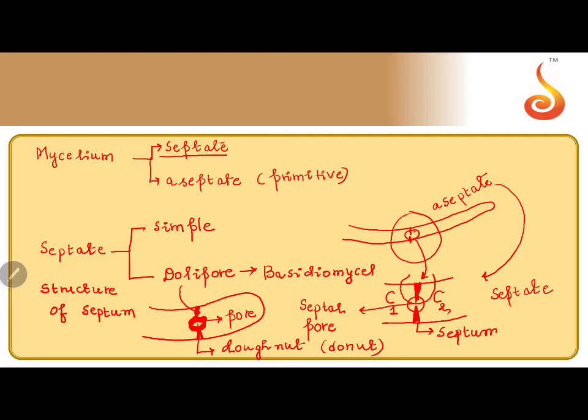I repeat, septate mycelium in fungus has two types based upon how the septa is. If it is simple, the membrane extends inside to form the septum with a central pore. If it is a Dolipore septum seen in Basidiomycetes, the membrane which extended inside will swell, forming a swollen septal pore, which is called the Dolipore septum.